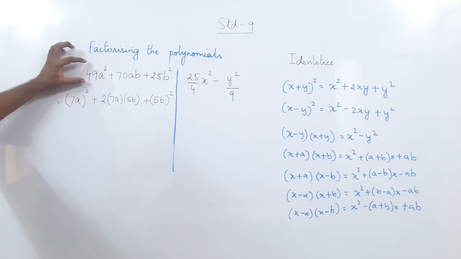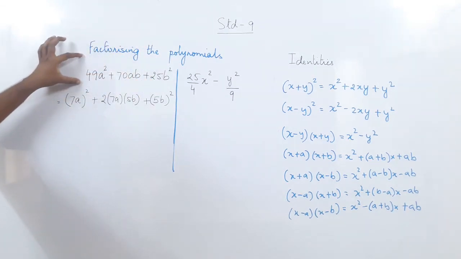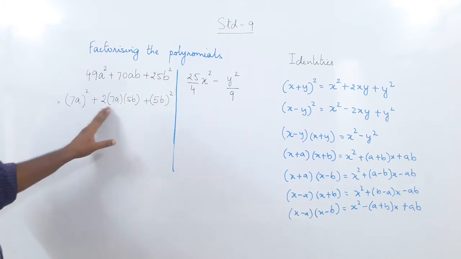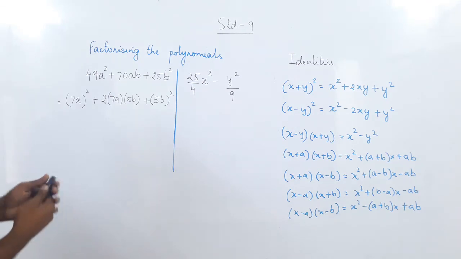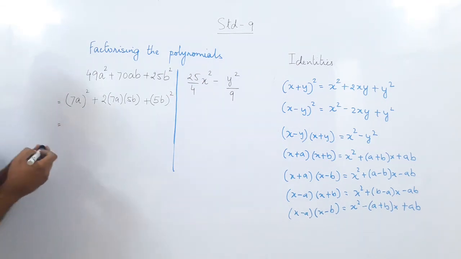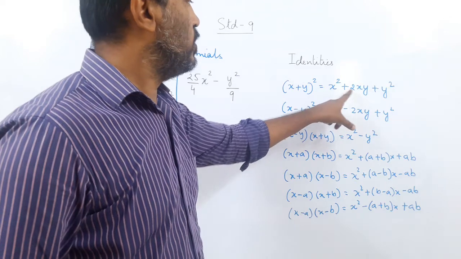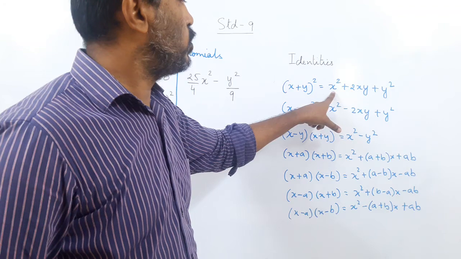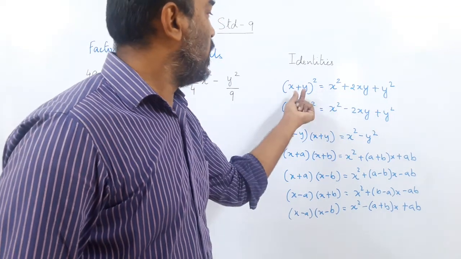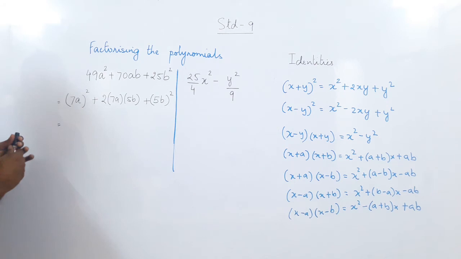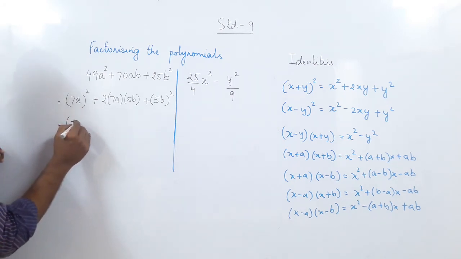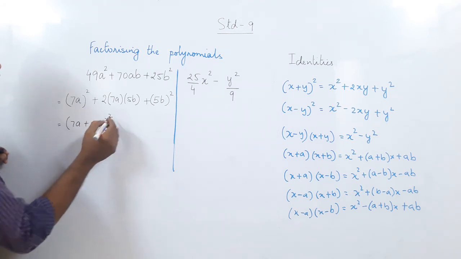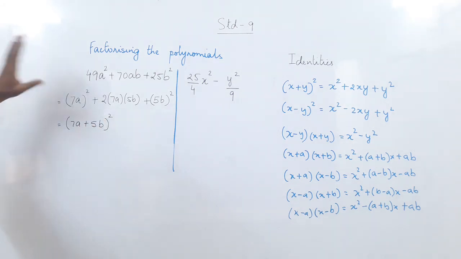How will you check? Always begin to see whether the first and the last term are perfect squares. If they are perfect squares, then you multiply 2 into x into y, and if it gives you the middle term, then this is the identity. So what is the identity you got here? x square plus 2xy plus y square is x plus y the whole square. Means the whole square terms, you add them and put the bracket. So here what is the whole square term? It is 7a. And what is the other whole square term? You have 5b. So it is 7a plus 5b the whole square. So this is the factorization.